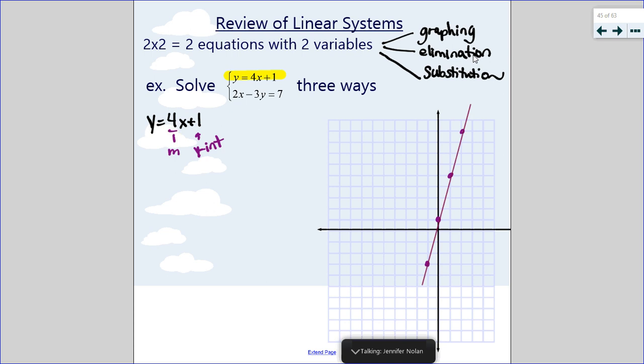is not in slope-intercept form. So I have 2x minus 3y equals 7. And then I'm going to solve for y. So first I'll subtract the 2x from both sides. So I have negative 3y equals negative 2x plus 7. And then I have to divide everything by negative 3.